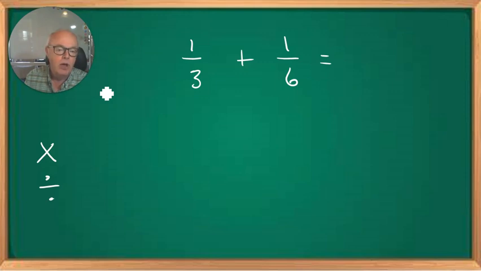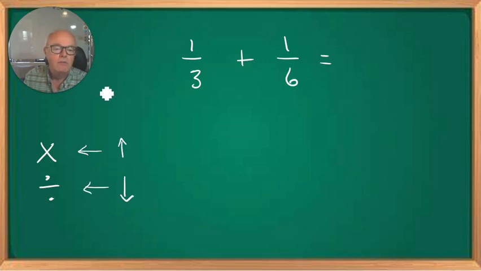We want those denominators to be the same, but we want to change one of these fractions so that it has a 6 on the bottom. Now remember, I said we can only multiply or divide. If you multiply, you're going to make a number larger. If you divide a number, you're going to make the number smaller.